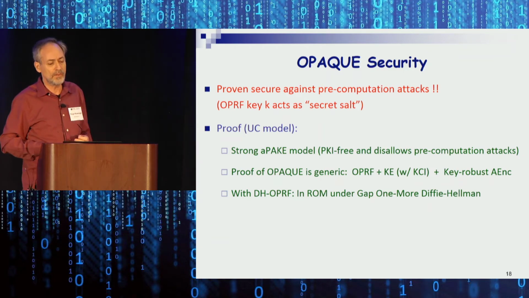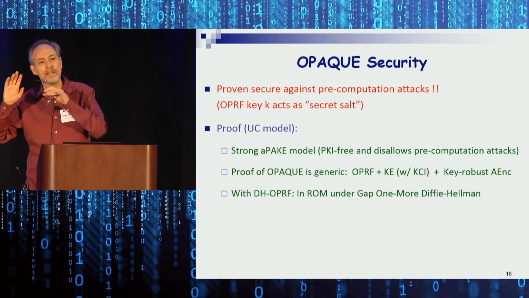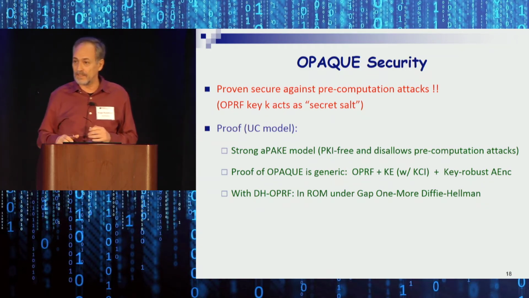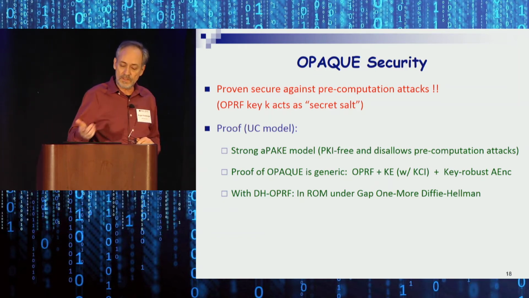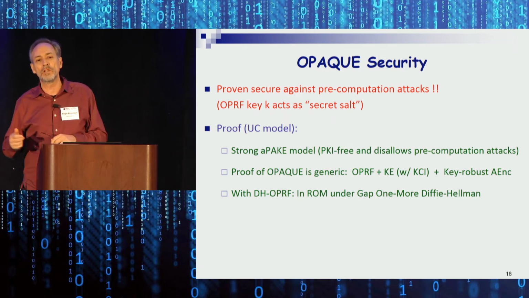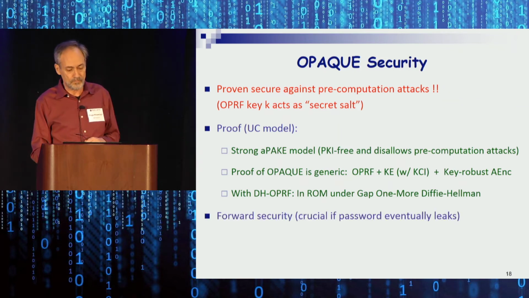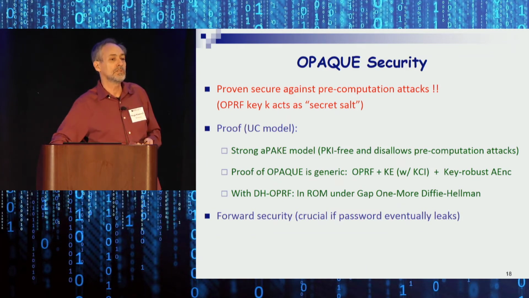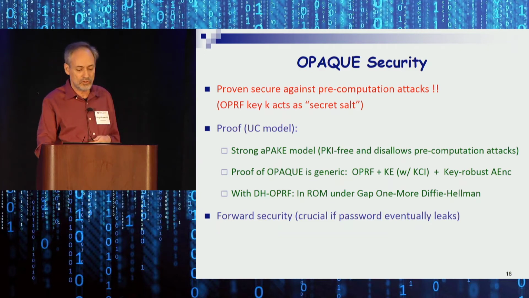It's a strong OPAQUE model, and the proof is generic, using any OPRF, any key exchange with KCI, with some properties of authenticated encryption, but everything that has efficient implementations. And if you use it with Diffie-Hellman OPRF, then the security is in the random oracle model under the one-more Diffie-Hellman assumption. The protocol is forward secure, which is very important for password protocols, because if the password leaks, you still want the security of the session keys that you exchanged.